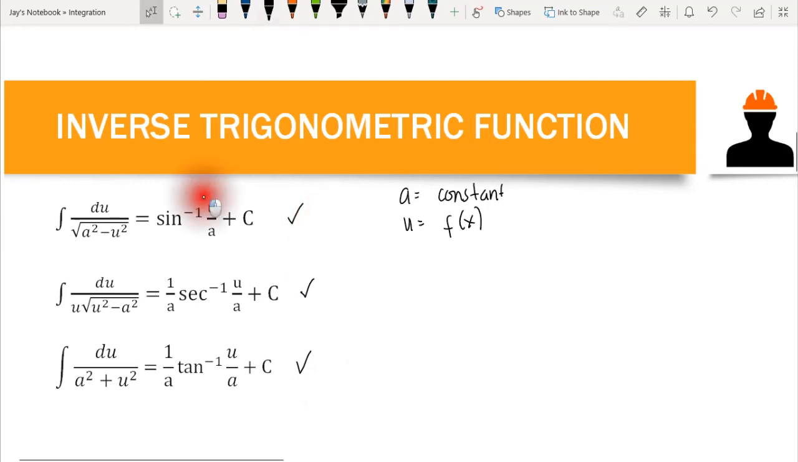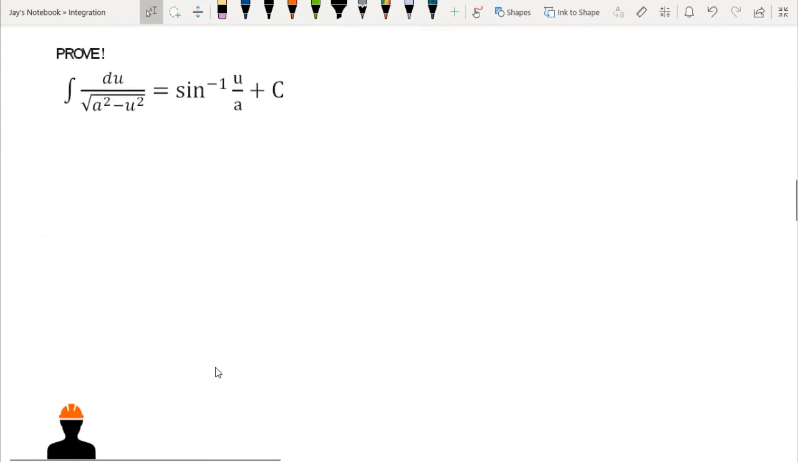Instead of memorizing these rules in integration, we can basically use trigonometric substitution, since these are derived using trigonometric substitution. Okay, let's try to prove this one. That is, if we have the integration of du over the square root of a squared minus u squared is equal to arcsine of u over a plus c.